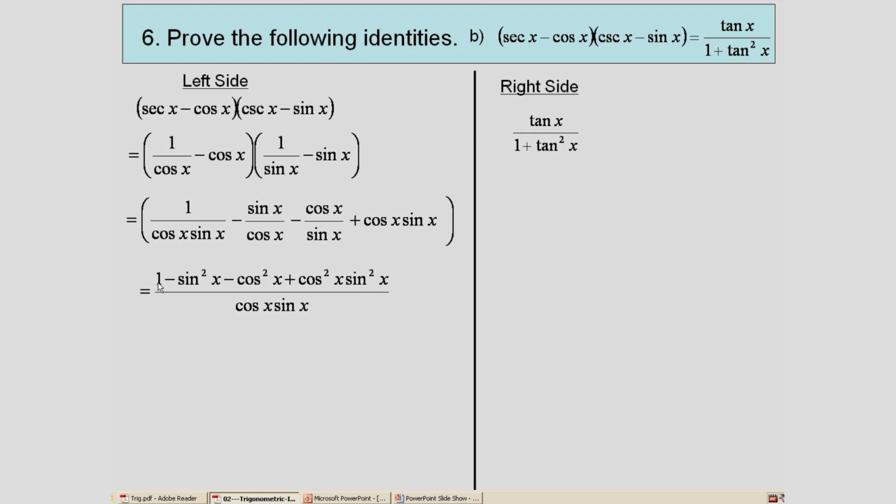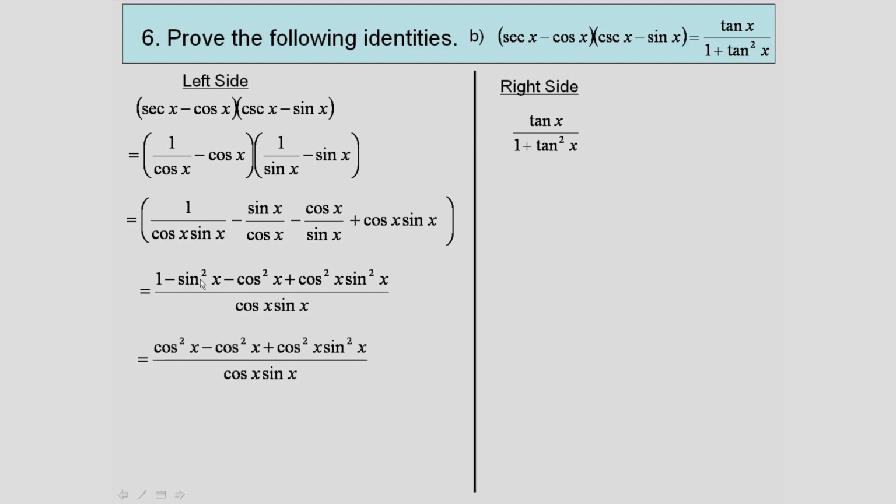If you notice you have a 1 minus sine squared x, you can change that right away to cos squared x, which will, as you can see, work out really nicely because we're going to subtract cos squared x. So you know that sine squared plus cos squared is 1. So 1 minus the sine squared would give us cos squared. It's just rearranging the Pythagorean identity. So we're going to change this 1 minus sine squared into cos squared.